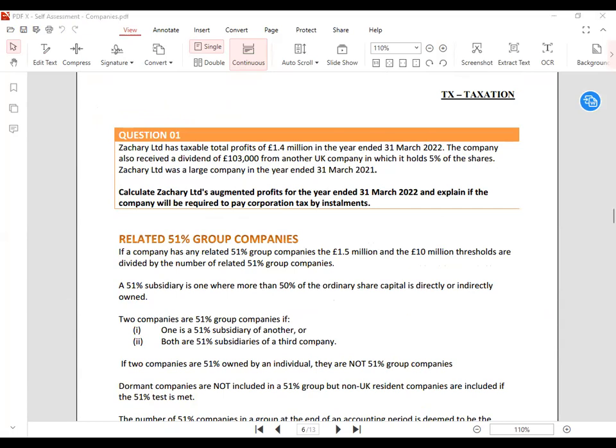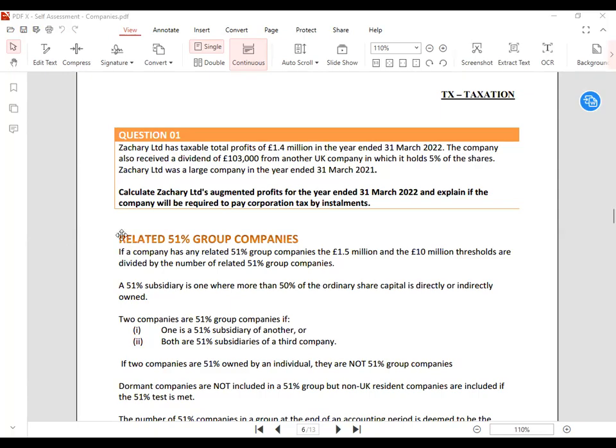Zachary Limited has taxable total profits of 1.4 million pounds in the year ended 31st March 2022. The company also received a dividend of 103,000 pounds from another UK company in which it holds 5% of the shares. Zachary Limited was a large company in the year ended 31st March 2021. Calculate Zachary Limited's augmented profit for the year ended 31st March 2022 and explain if the company will be required to pay corporation tax by installments.